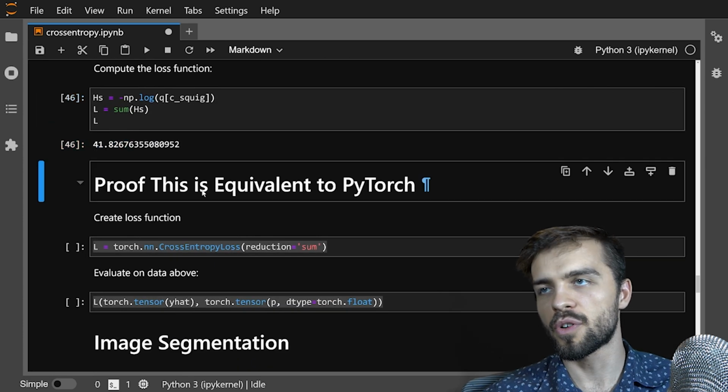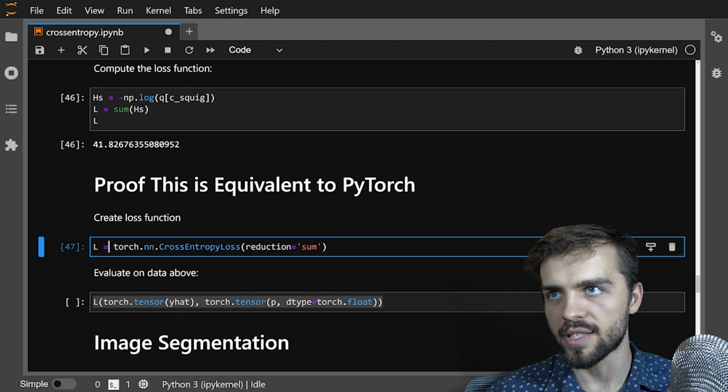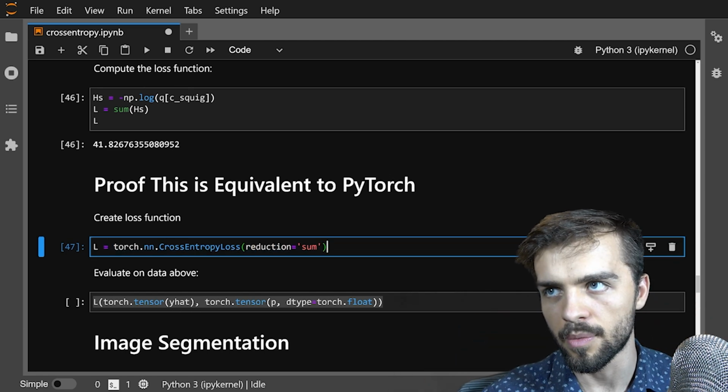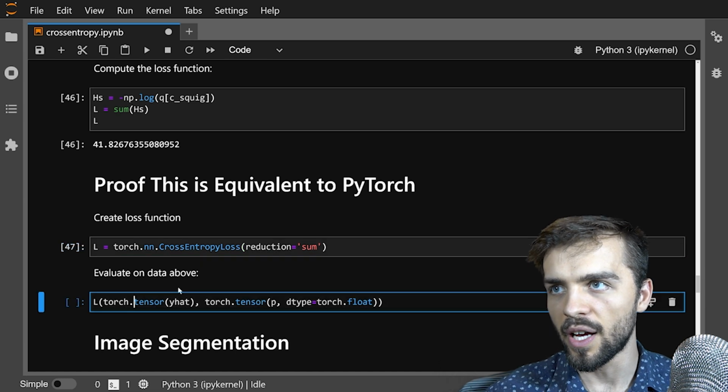And so in PyTorch, of course, you would do it like this. You define your cross-entropy loss function. Here you're going to sum across different images. That's why I put reduction equals sum. And I can evaluate on our data above.